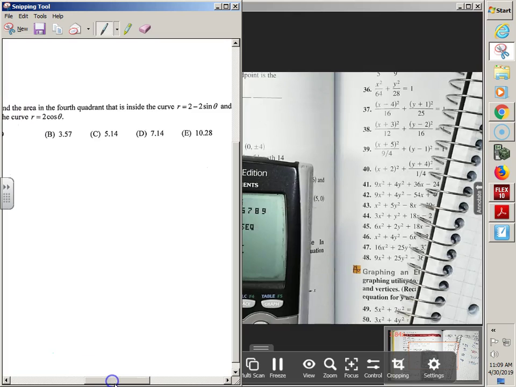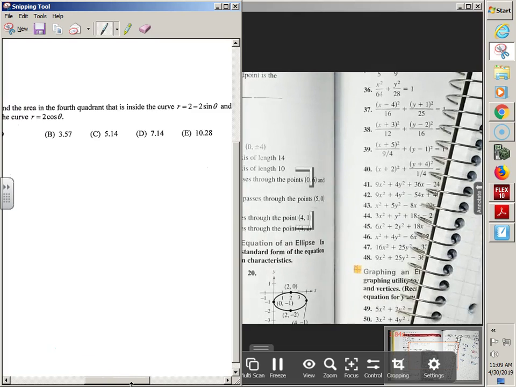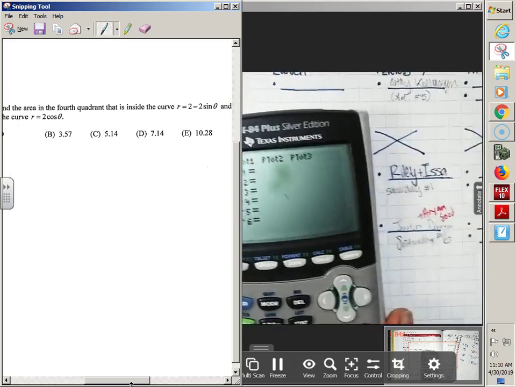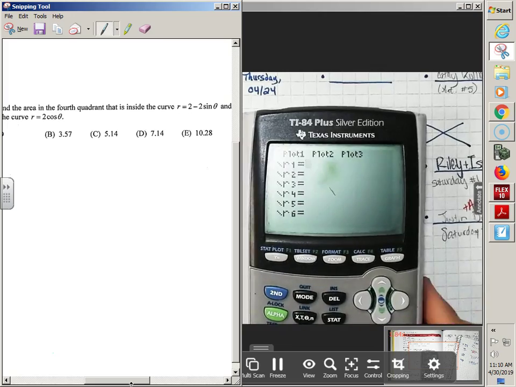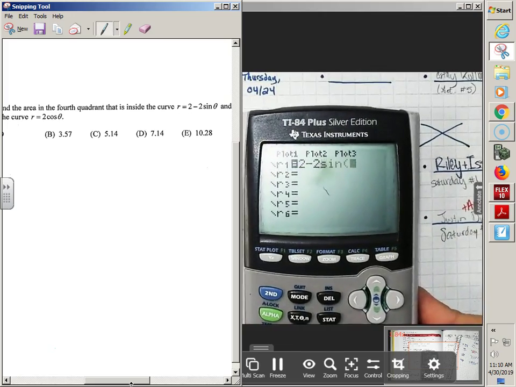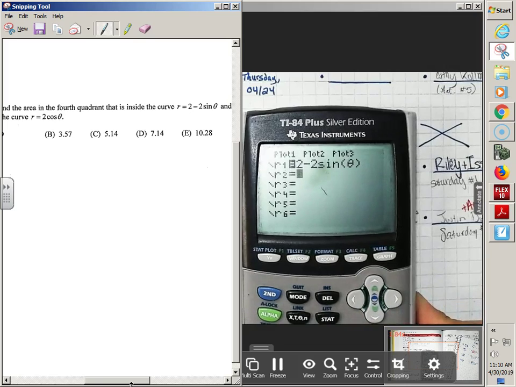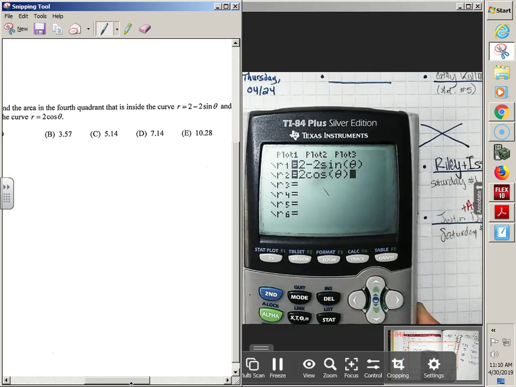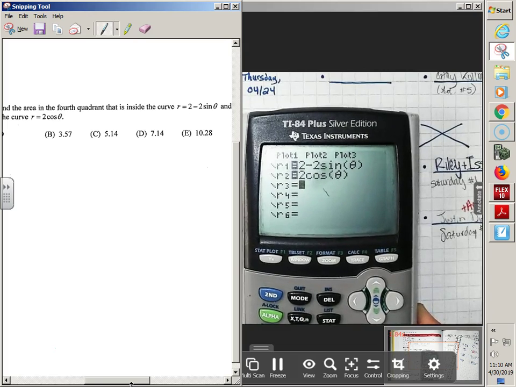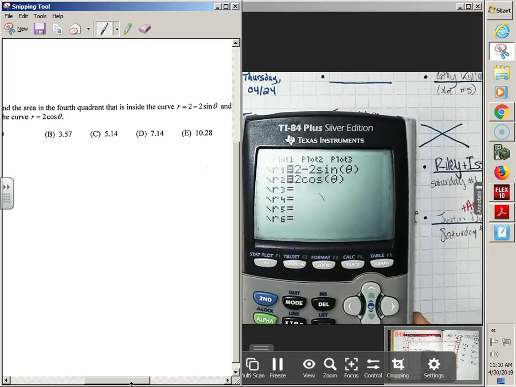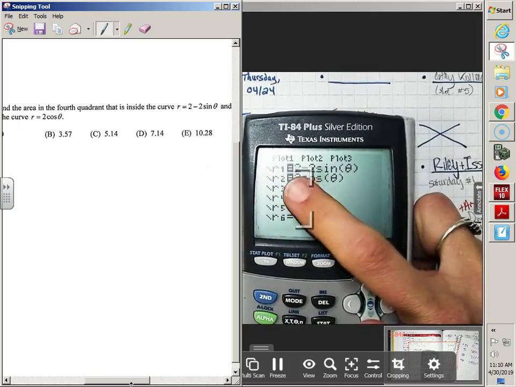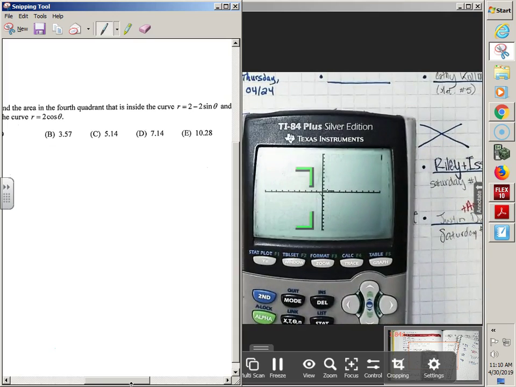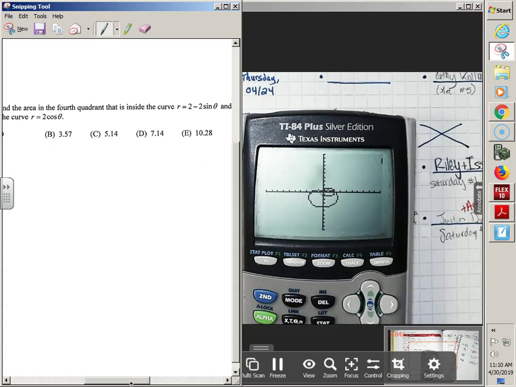So I have 2 minus 2 sine theta and 2 cosine theta. 2 cosine theta is going to be like a 1-petal circle that's off to the side, and 2 minus 2 sine theta is going to be a limacon with a cusp because the 2 and 2 are equal. Doesn't mean you have to know that, but for my purposes it helps. Zoom standard, there's my cuspy one and there's my circle.